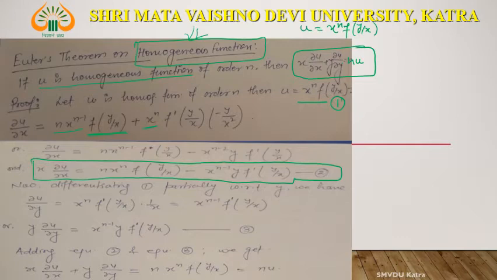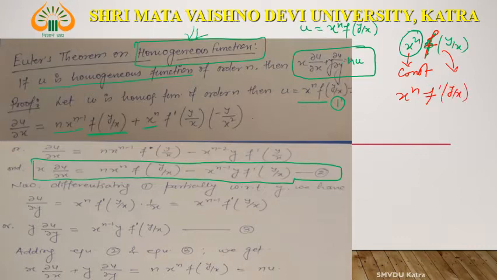Now again differentiating equation 1 with respect to y, right? If we are going to differentiate x to the power n function of y by x with respect to y, this term x to the power n is a constant term. Now differentiate this term f of y by x, then x to the power n is constant, derivative of f of y by x is f dash y by x, and the partial derivative of y by x with respect to y is 1 by x, right? Then this term is x to the power n minus 1 f dash y by x. This is nothing but the partial derivative of u with respect to y.